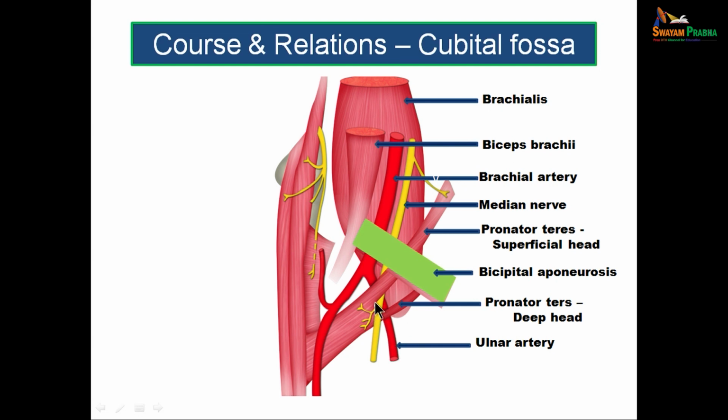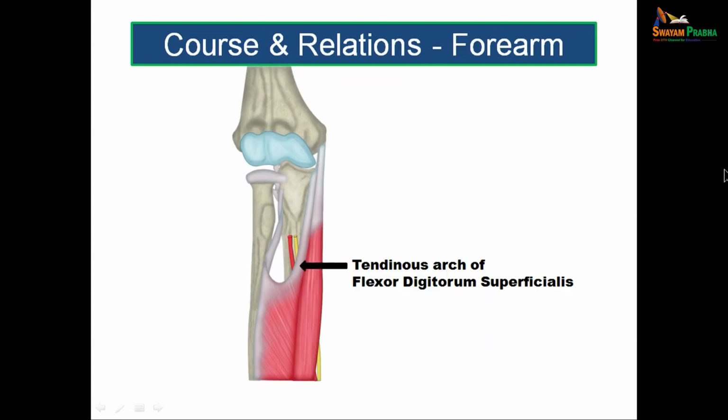So, you find median nerve leaving the cubital fossa between the superficial and deep heads of Pronator Teres, and deep to the deep head is ulnar artery, and median nerve has crossed this from medial to lateral side. Now, the median nerve is going to enter the forearm by leaving the cubital fossa between the two heads of Pronator Teres. How does it exactly enter the forearm?